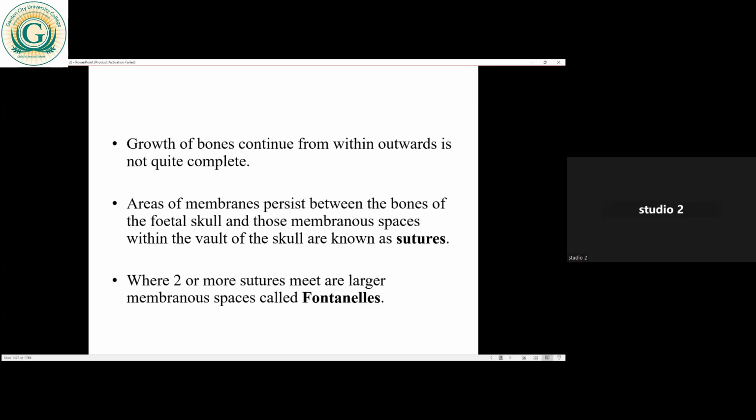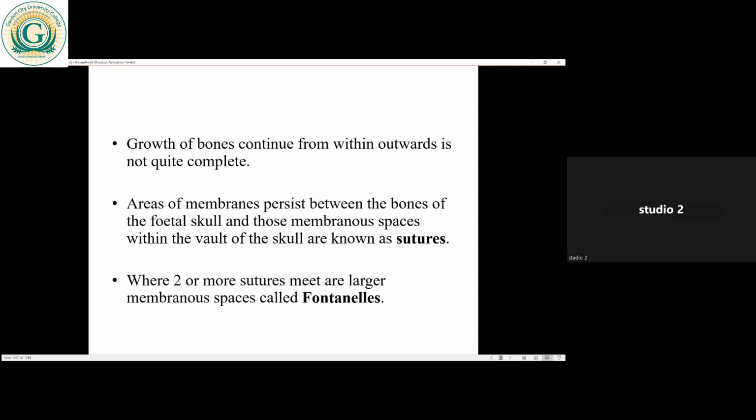Some areas of membrane persist between the bones of the fetal skull, forming membranous spaces within the vault of the skull. They are known as sutures. I'll show you the sutures, and there are points where two or more sutures meet to form the fontanelles.